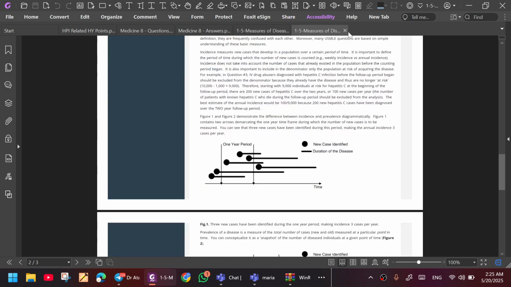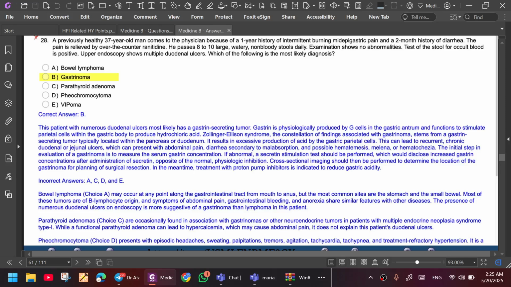What is the mnemonic again? The mnemonic for VIPoma is WDHA. Watery diarrhea, hypokalemia, and achlorhydria probably. Okay, perfect. Next.